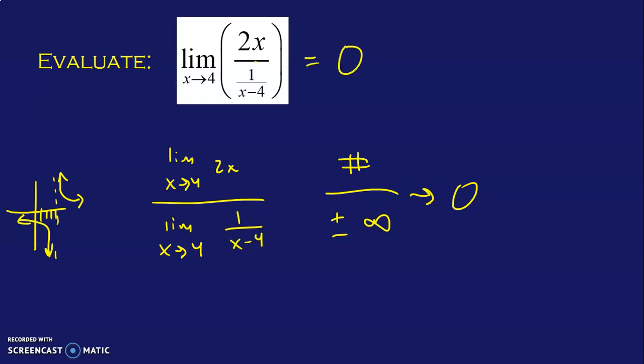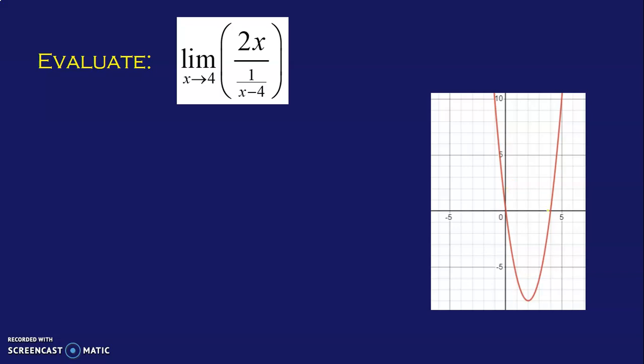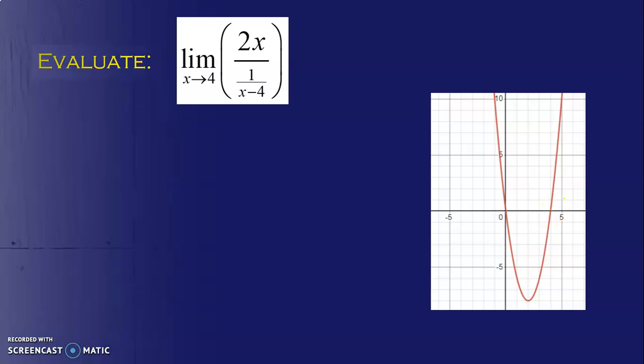Now, the easier way to think about this is if you divide by a fraction, that's the same as multiplying by the reciprocal. So we could also think about this problem as the limit as x approaches 4 of 2x times x minus 4 over 1. And then I can just plug in 4. 8 times 0 is 0. So that's another way to do it. And again, we should always be checking. So let's graph it in Desmos. And yep, makes sense. We got our point right there at 4, 0.